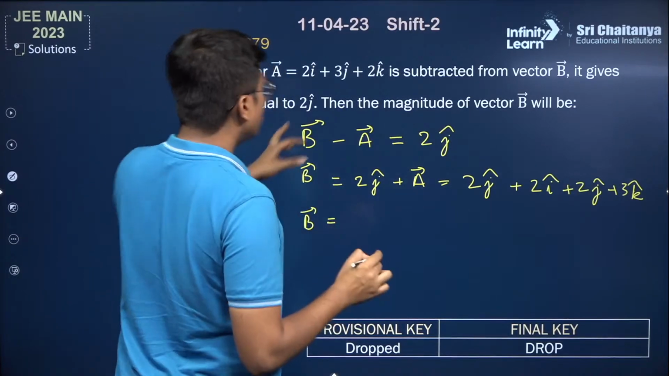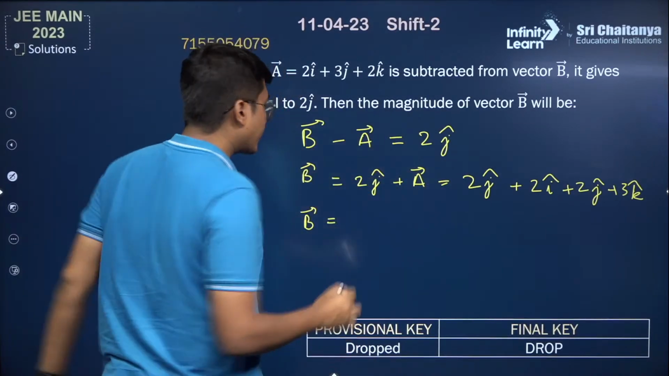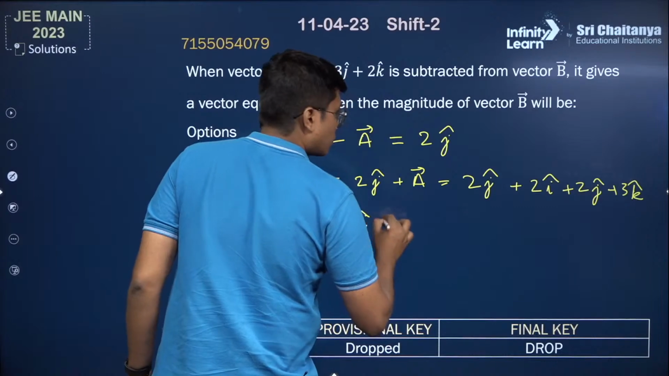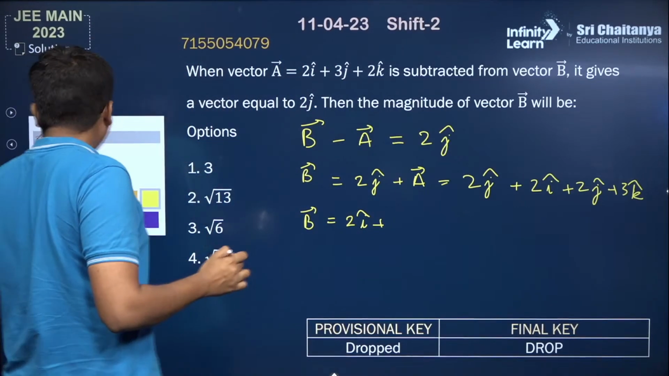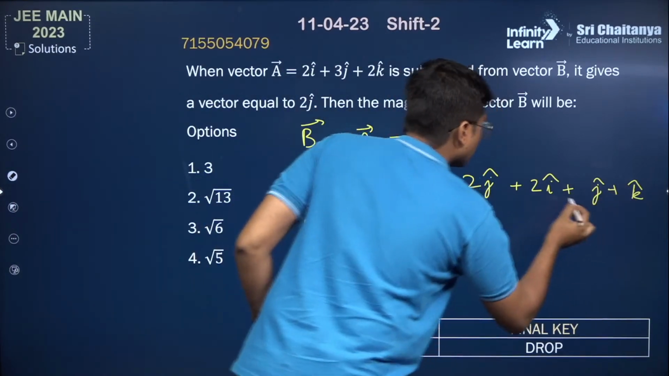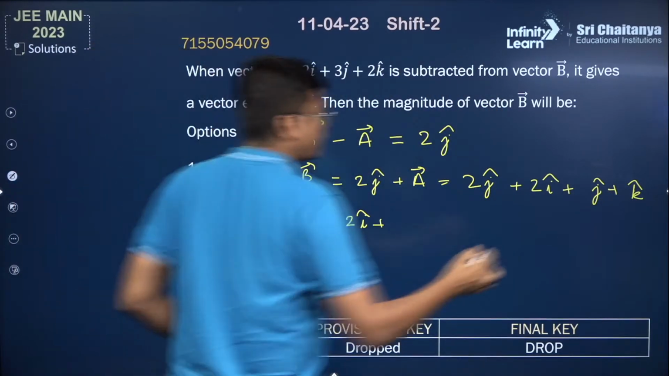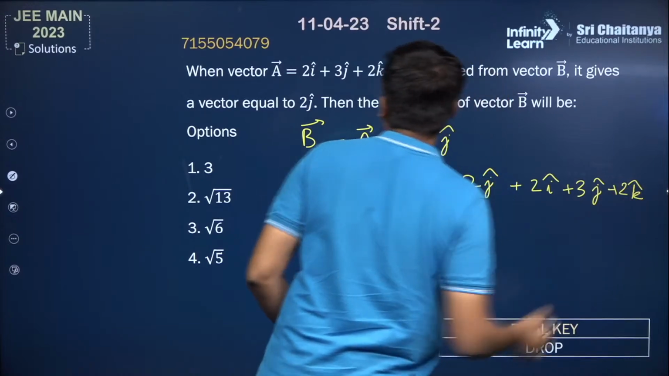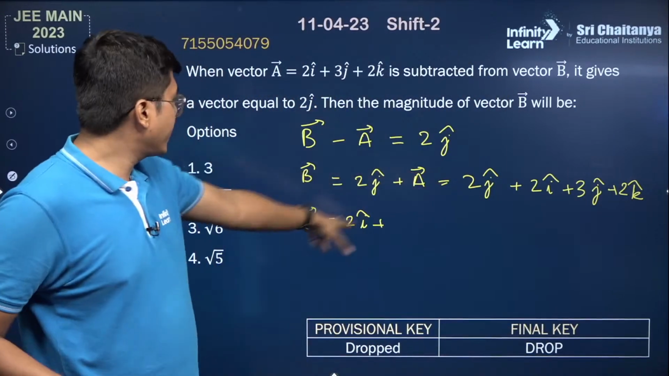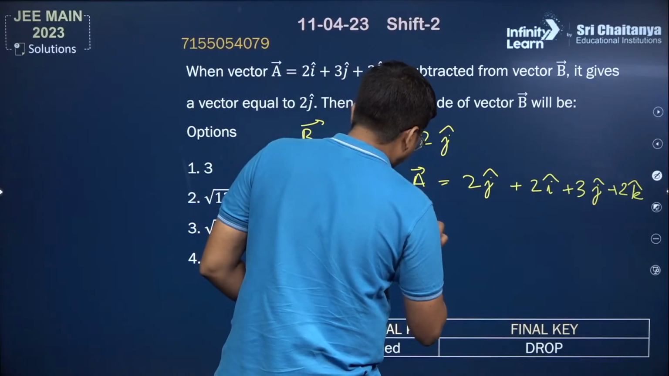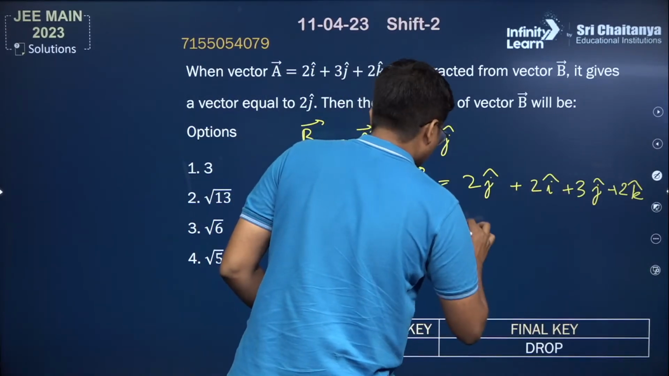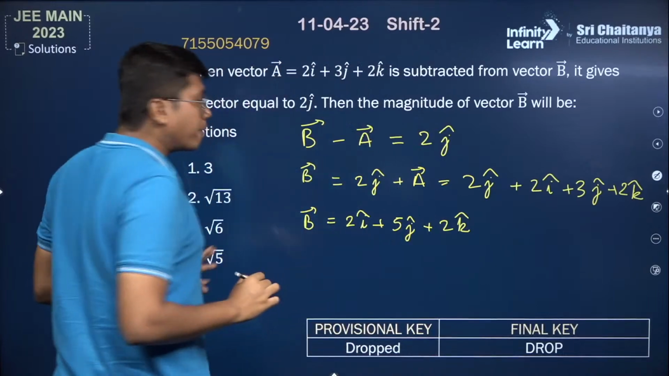as equal to 2i cap. The j caps get added up. So 2i cap, okay, that's 3j cap plus 2k cap. My bad, over here. That is 3j cap and 2k cap, right? Yeah, so that will make it 2i cap, and 2j cap plus 3j cap gives you the 5j cap plus 2k cap. So that is my b vector.